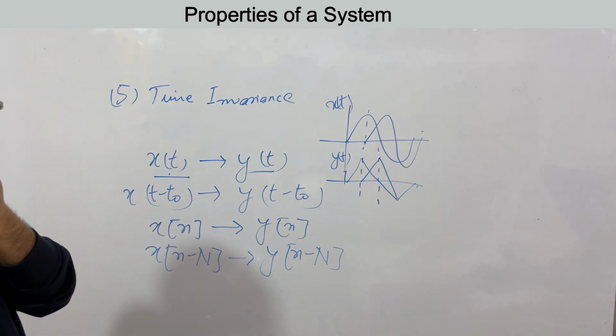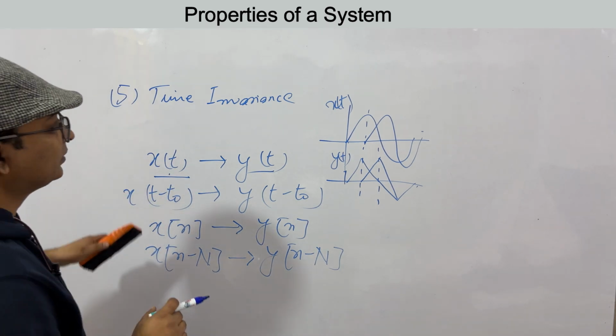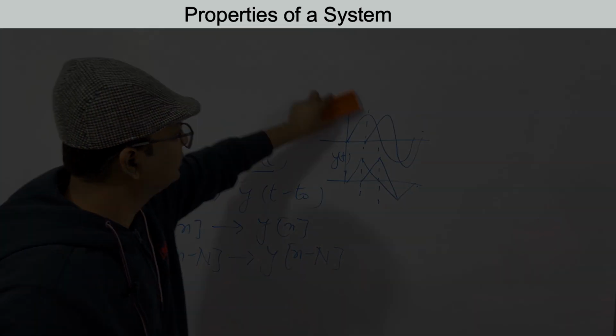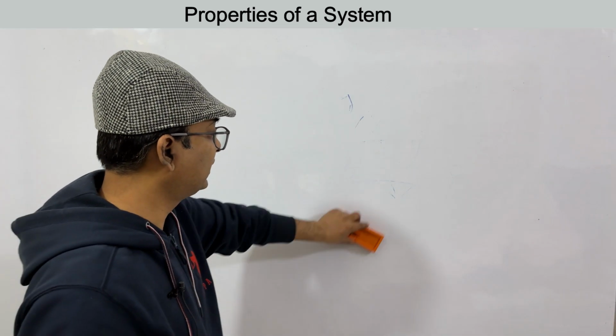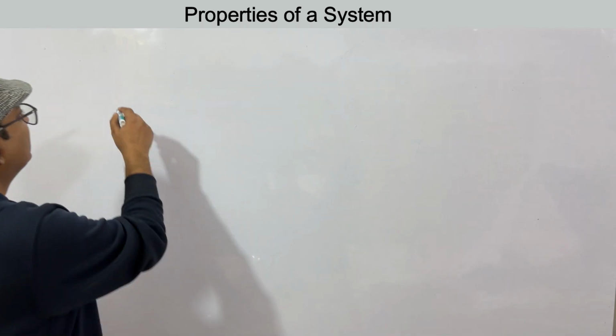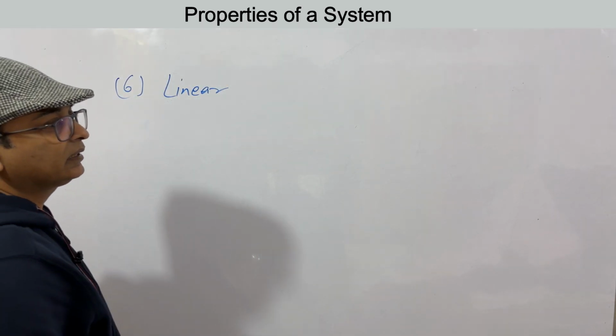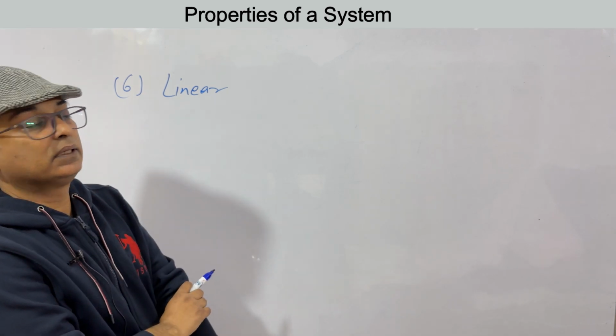Don't think time invariance means that with changing time the system stability should be maintained. Time invariance means this. And finally we'll see the sixth property, that is linearity of a system. So that finally we'll understand what is a linear, time invariant, causal, stable system.